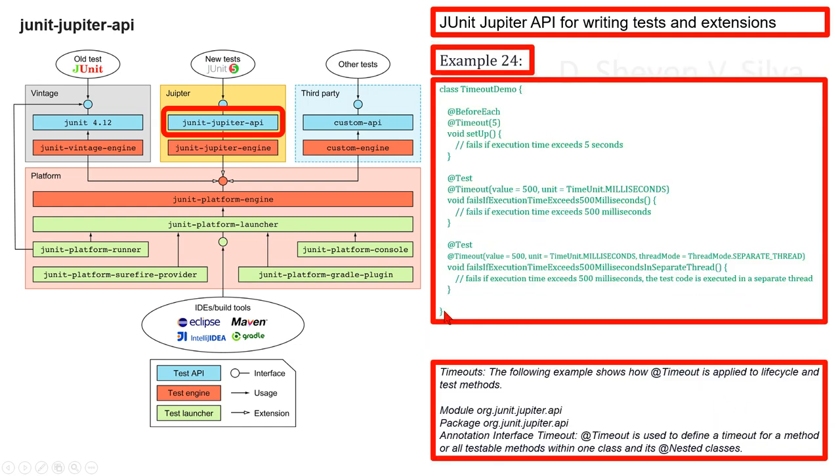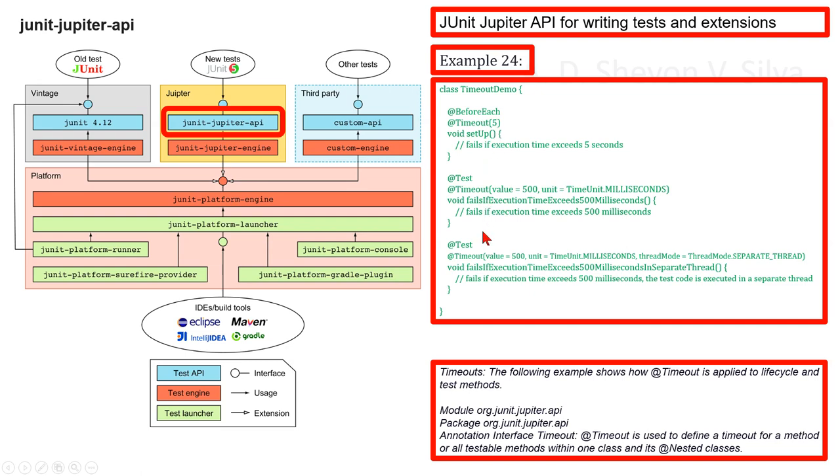Now we are considering timeouts. The following example shows how a timeout is applied to lifecycle and test methods. A timeout annotation allows one to declare that a test, a test factory, a test template, or lifecycle method should fail if its execution time exceeds the given duration. The time unit for the duration defaults to seconds, but it's configurable.